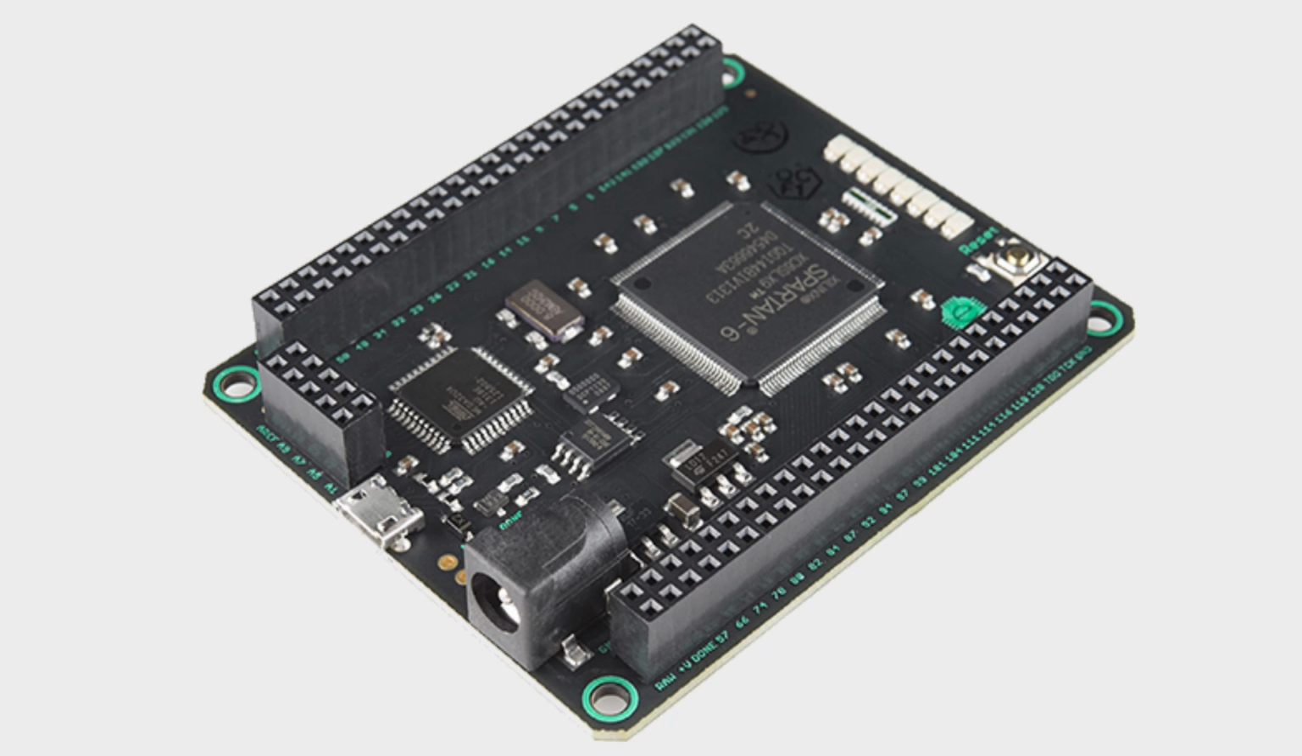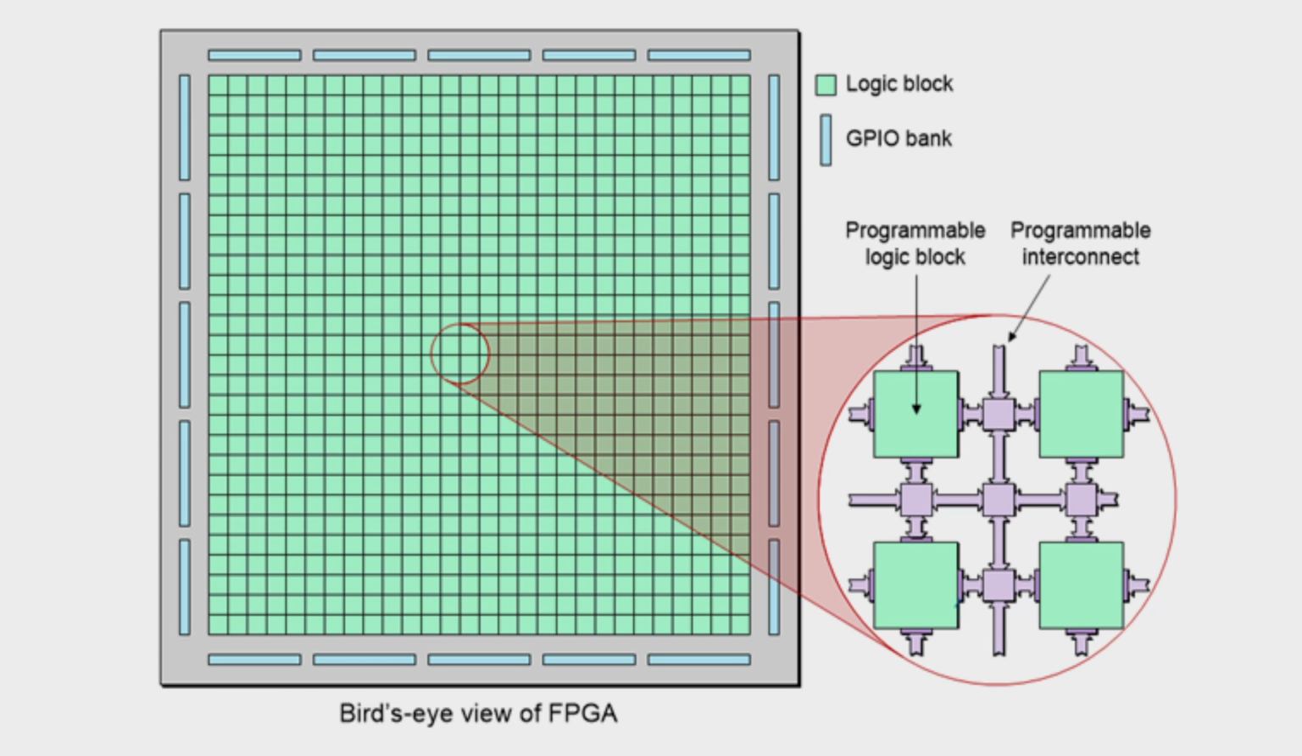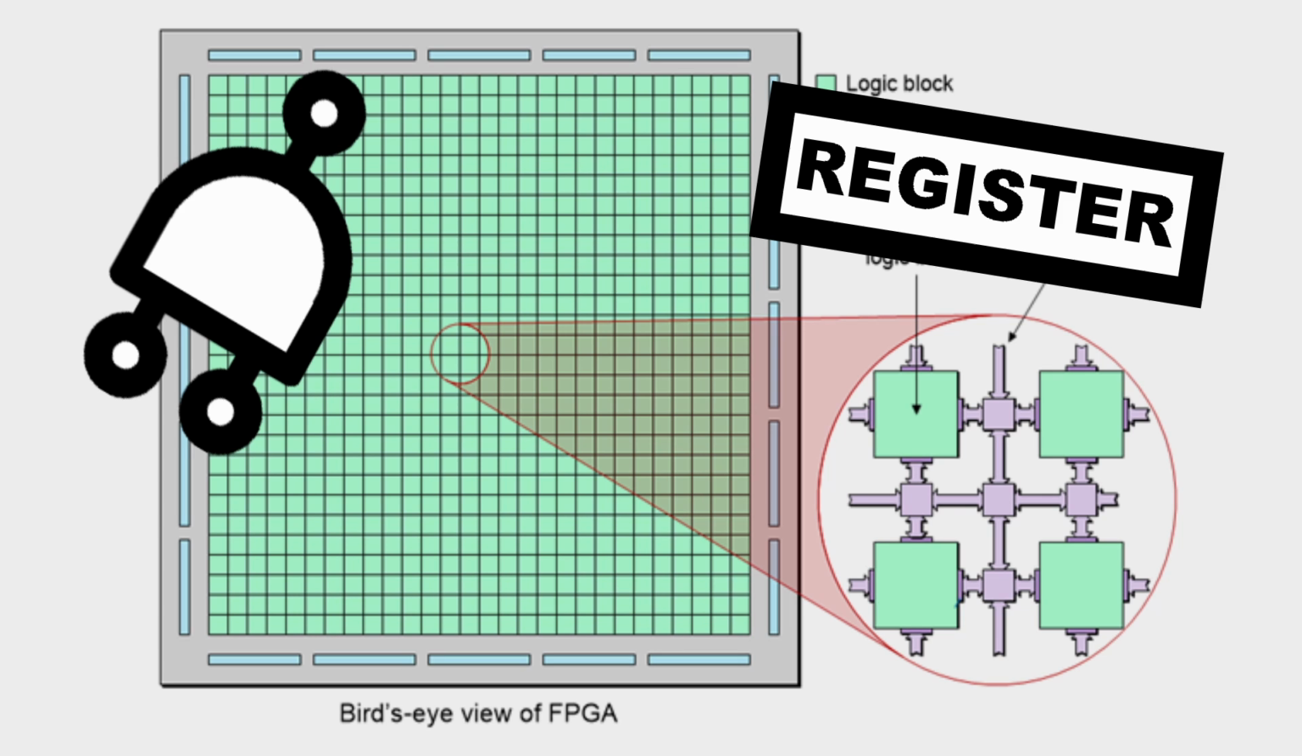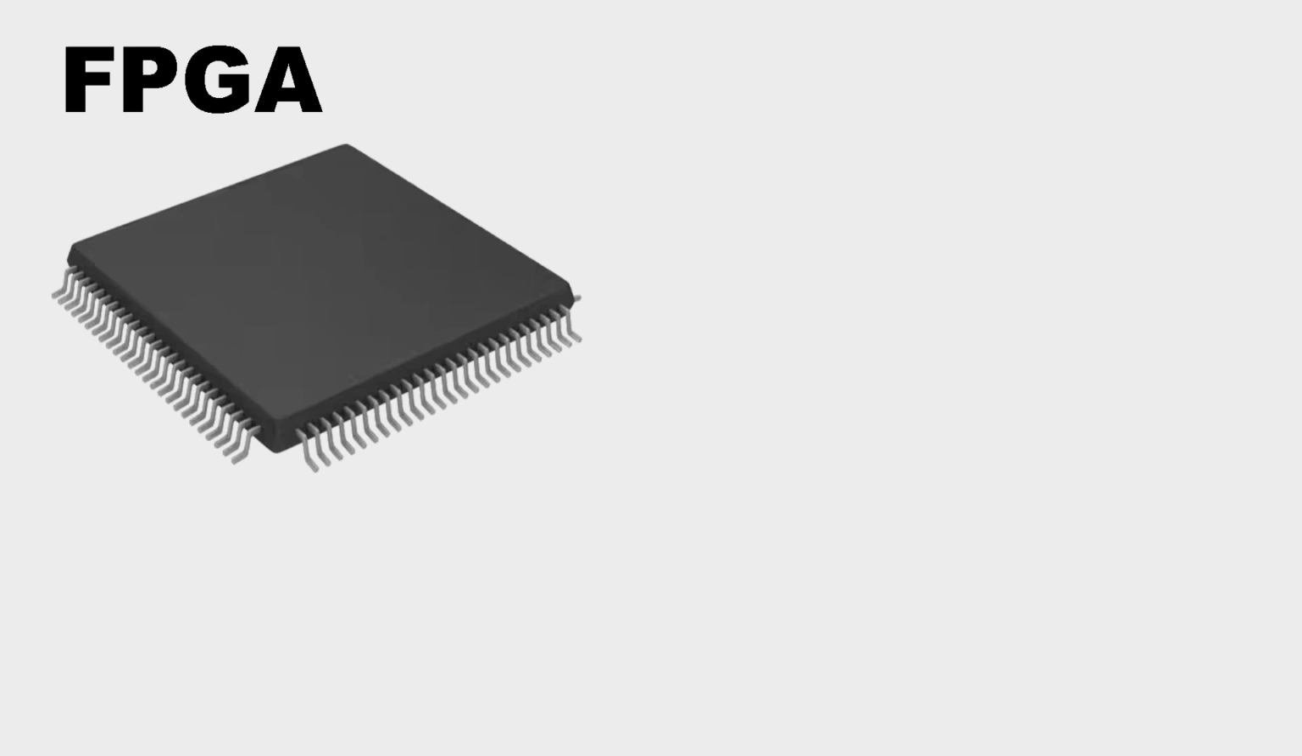FPGAs are integrated circuits that are designed to be reconfigured by the end user. Within an FPGA is an array of programmable logic blocks that can be configured to perform certain logical functions, allowing it to act as a logic gate or like a memory element such as a register. An FPGA chip is reprogrammable hardware.